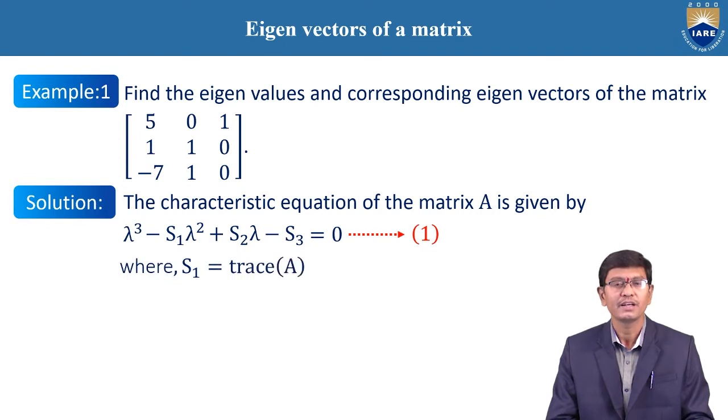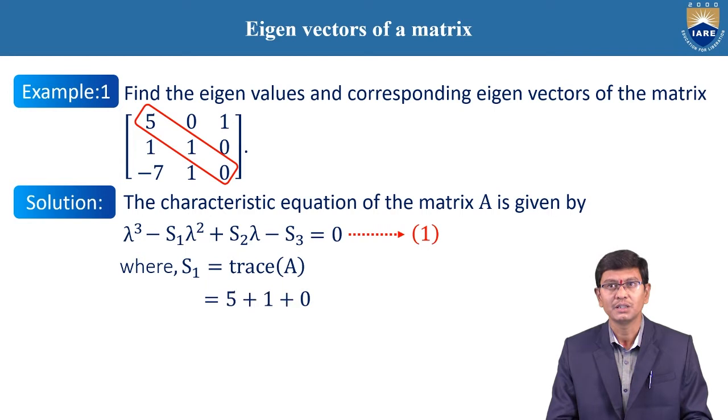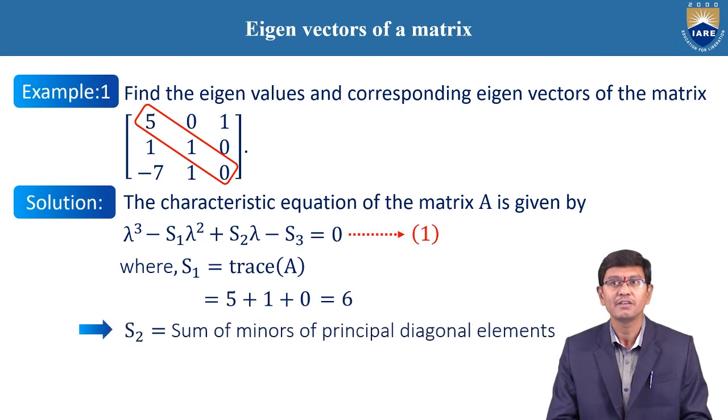Here S1 is the trace of the matrix A. In the previous session we completed how to find S1, the trace of A. The trace of A is the sum of the diagonal elements, that is 5, 1, 0. Therefore the trace of A, that is S1, is equal to 6. Similarly, we need to find S2, which is the sum of the minors of the principal diagonal elements.